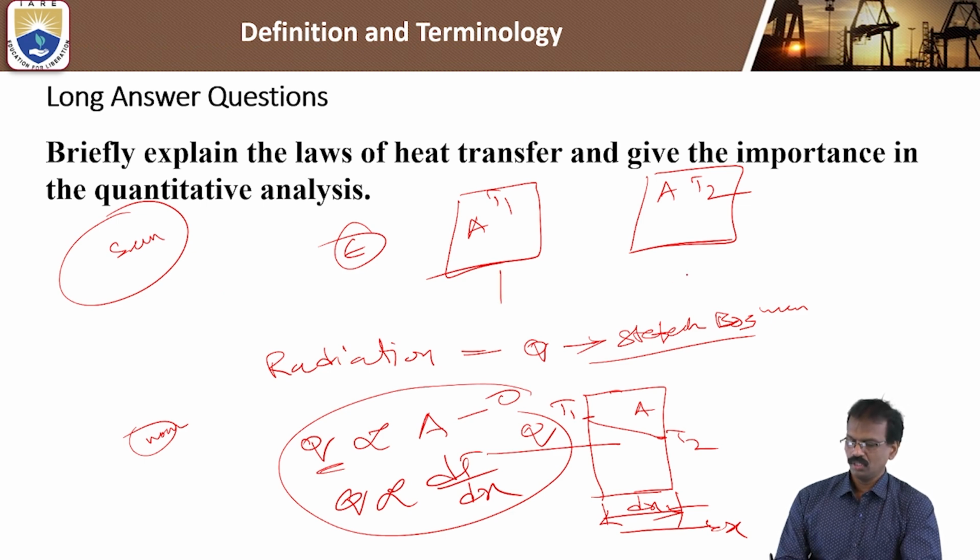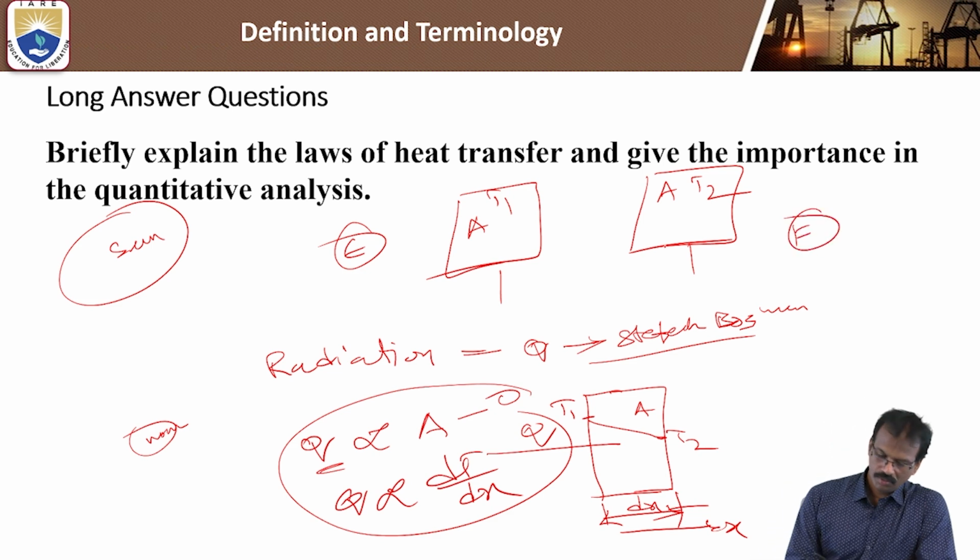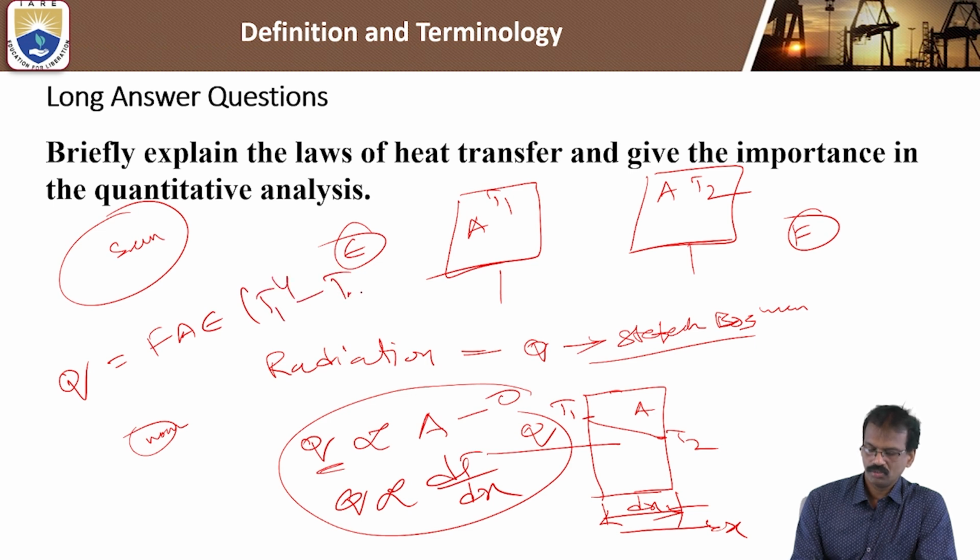Here also some view factor you can consider. The view factor depends upon the geometrical position of the plates. That is represented by F. If you consider the area, emissivity and the view factor or shape factor, then the formula according to the Stefan-Boltzmann law will be q = F A ε (T1^4 - T2^4). So this is the final formula.